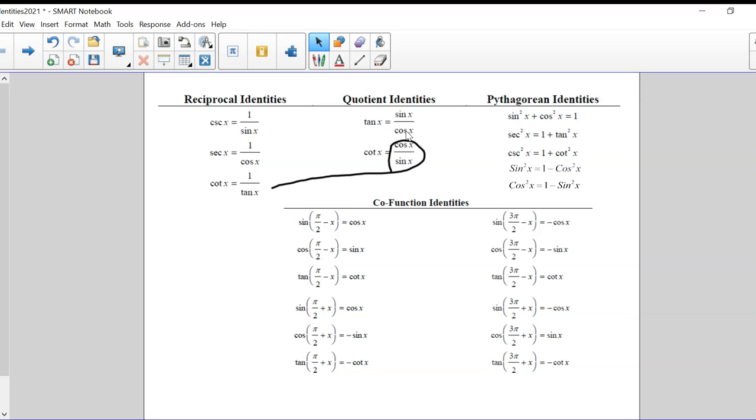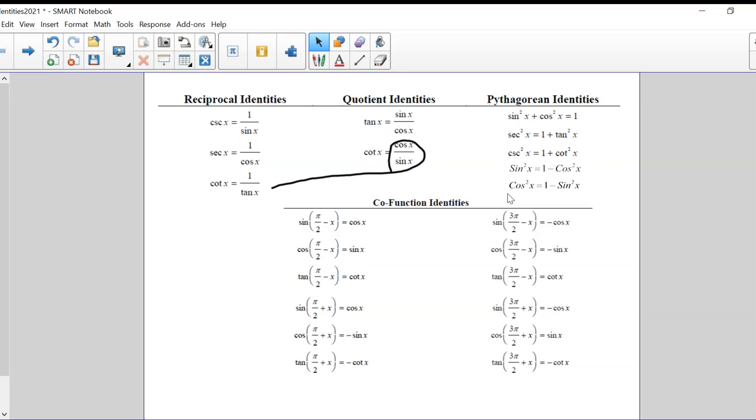We did this yesterday when, in fact, I went over it a few minutes ago. We did this when we were talking about finding the tan of pi over 12. We turned it into the sine of pi over 12 over the cosine of pi over 12. And that's what this is saying. That tan is the same as sine over cosine. And cotangent is really just the reciprocal of that, cosine over sine.